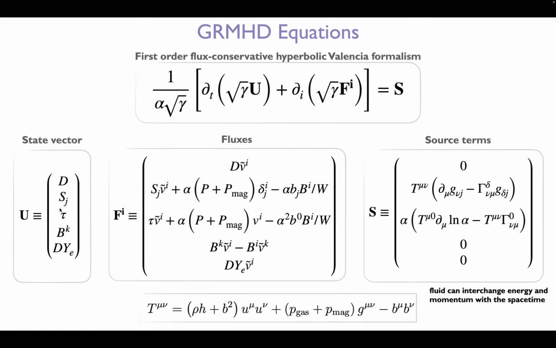The second one is conservation of momenta. Third one is conservation of energy. And then the fourth one is essentially how you evolve your magnetic field. And the last one is how you evolve your electron fraction.